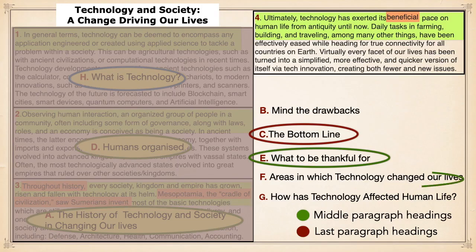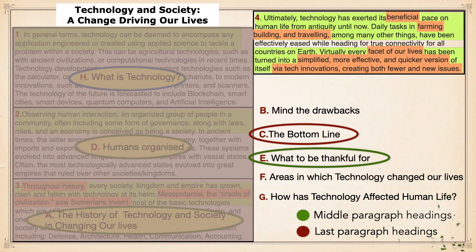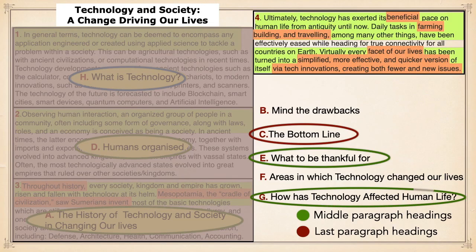Now I'll read the other headings to confirm my assumption. Heading F talks about areas in which technology has changed our lives, and in the first two lines I have the word farming and then building and traveling, so I'll need to check. I'll read the last couple of lines to see if maybe this is the right heading for this paragraph. The paragraph uses the words facets of our lives, then a simplified, more effective and quicker version, tech innovations, creating both less and new issues. So there's no mention of any areas of technology. This is describing how the changes affect our lives, which is now simpler, more effective and quicker.